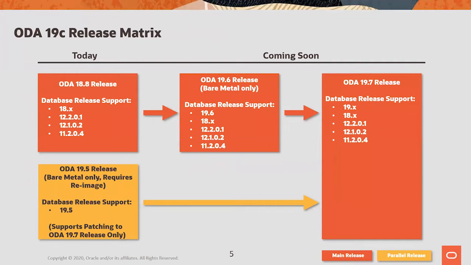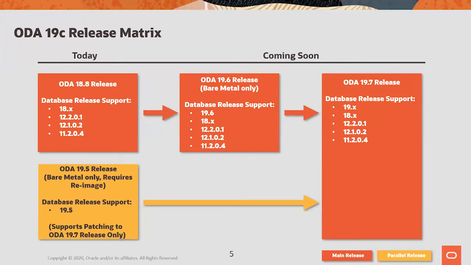And with the 19.6 release, as I said earlier, it will be bare metal support only, but we will support all the databases, including 19.6 databases. And as you can see, the parallel release of 19.5 was also bare metal only, and that required customers to re-image to get onto 19.5.